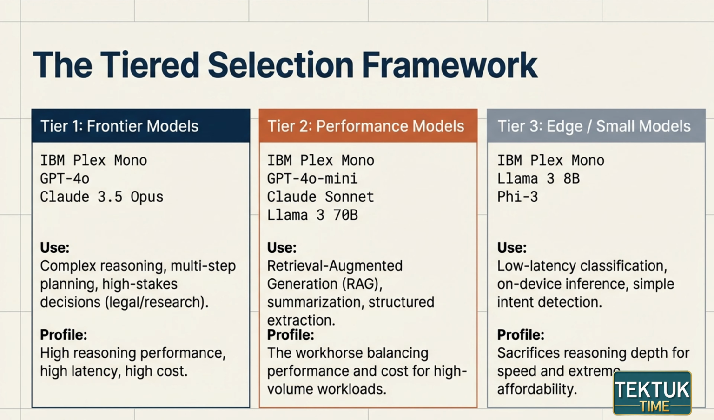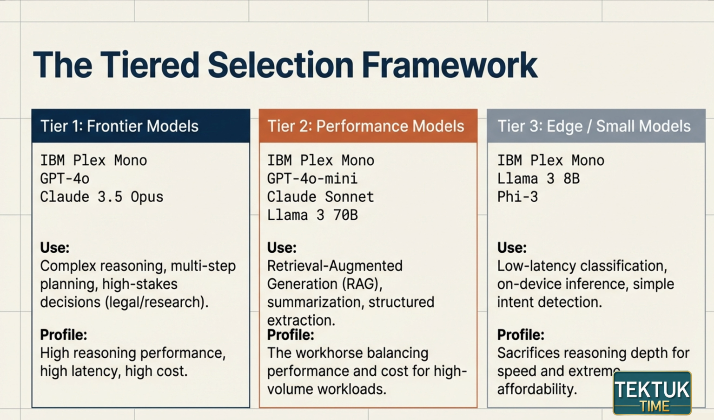All right, check this out. At the very top, you've got Tier 1. These are your frontier models, right? Your GPT-4os, your Claude 3.5 Opuses. These are the heavy thinkers, absolutely perfect for really complex, multi-step reasoning. But, and this is a big but, they're slow and they are expensive. Then in the middle you have Tier 2. These are the workhorses. They're all about balancing cost and capability. This makes them perfect for common tasks like RAG or summarization.